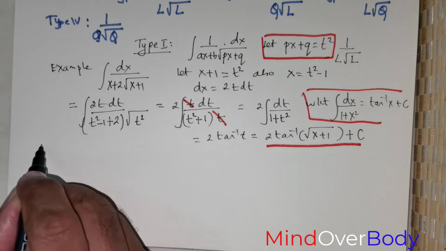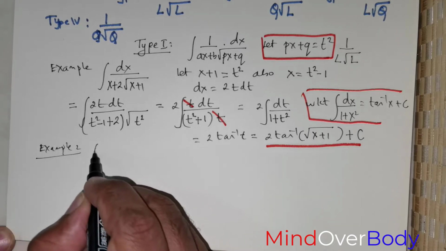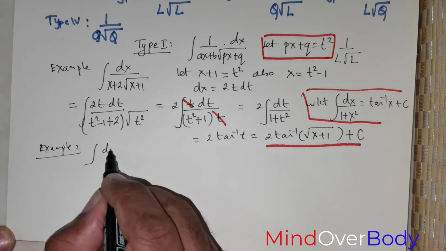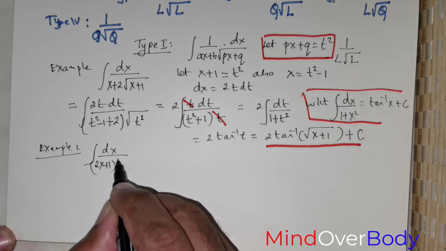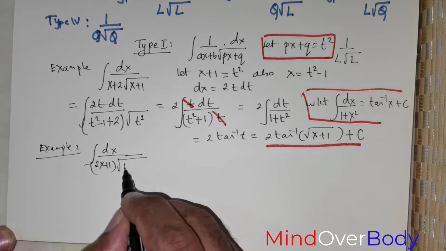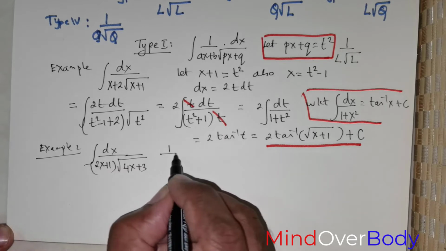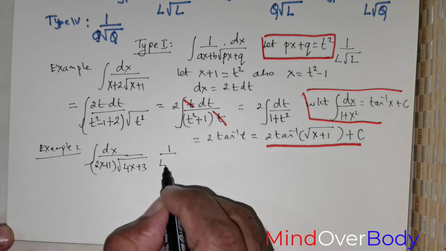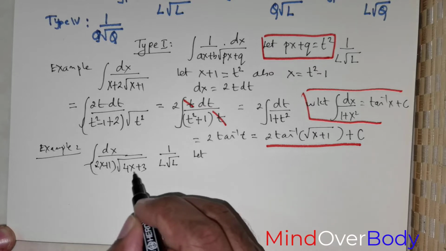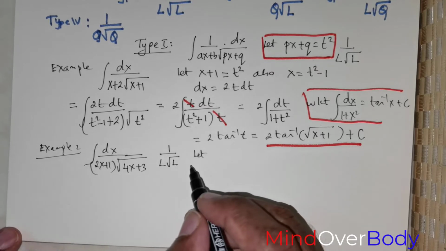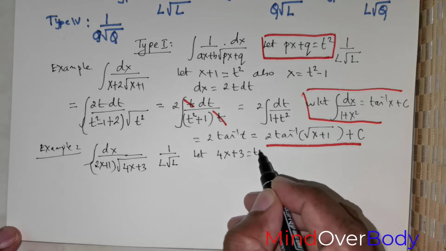Let us do one more question. This is going to be the next example. We are expected to integrate the integral dx over root of (2x plus 1) times root of (4x plus 3). Now clearly this is of the form type 1, which is nothing but 1 over linear times root of linear. If that be the situation, we will take the quantity inside the square root to be t squared. So let 4x plus 3 be equal to t squared.